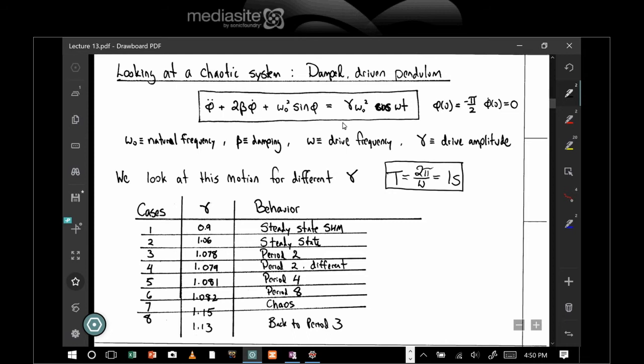Now what am I going to do? I'm going to solve this differential equation in the steady state for different values of gamma. I'm going to look at basically 8 cases in class. We're not going to do all that here. I'm just going to change gamma, not by very much, and we're going to see very different behavior as I change gamma from 0.9 to 1.13. By the way, this should be here. I don't know why that didn't show up. 1.105.